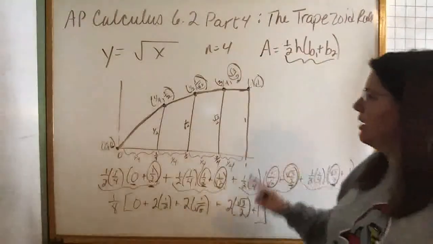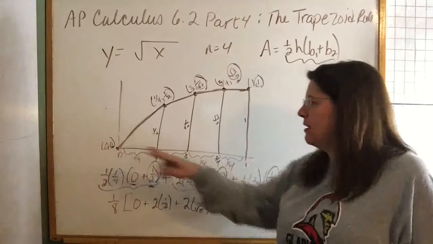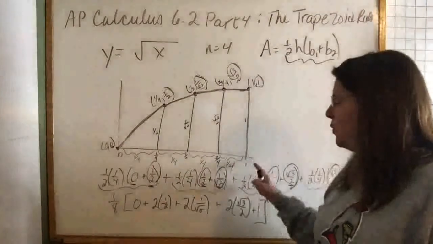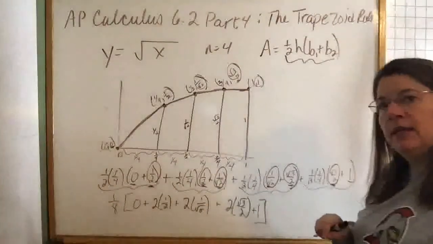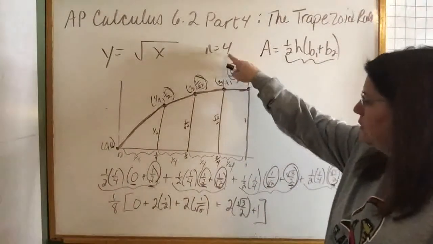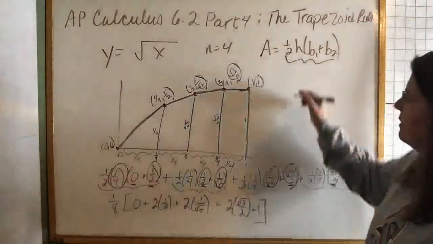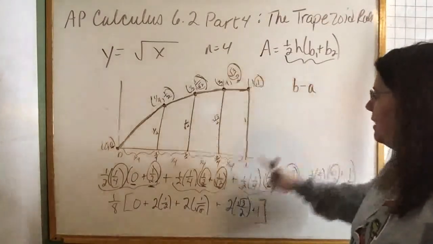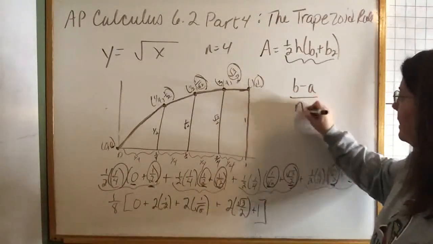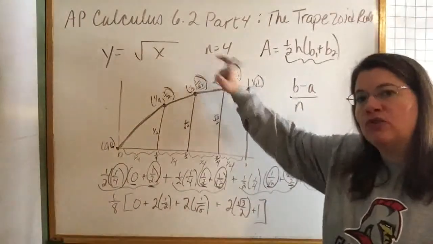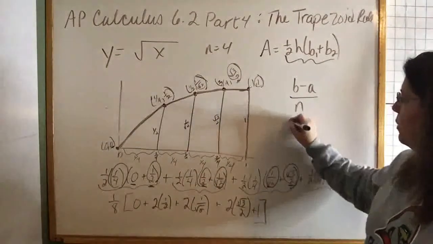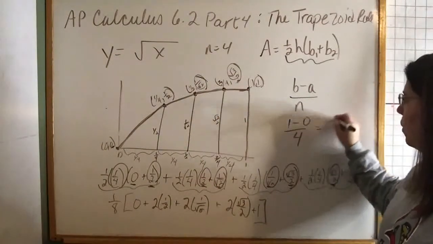My height, if you think about that in terms of where this endpoint is and where this endpoint is. Well, 1 minus 0, the distance between the two endpoints, is 1. I'm dividing it into 4 equal sections. N is 4. So this number right here is the formula B minus A, right? This endpoint minus this endpoint is the 1, divided by N. N is how many equal sections you're dividing it into. So B minus A over N for this formula would be 1 minus 0 over 4, or 1/4.